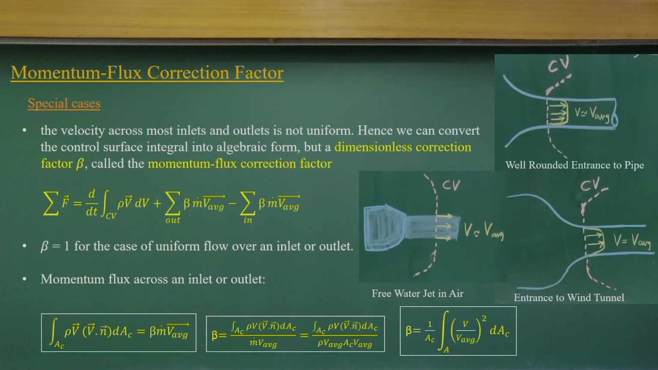Now we can write the momentum equations in different forms considering the velocity distributions. That is the reason we introduce correction factors. As we know, the velocity distribution is not uniform for real fluid flow problems. If I compute this momentum flux using the average velocity, then what could be the correction factor for that? That is called the momentum flux correction factor. Let me repeat that.